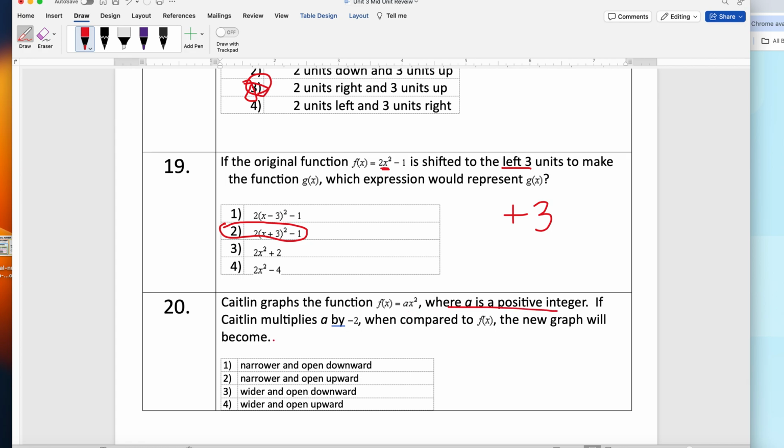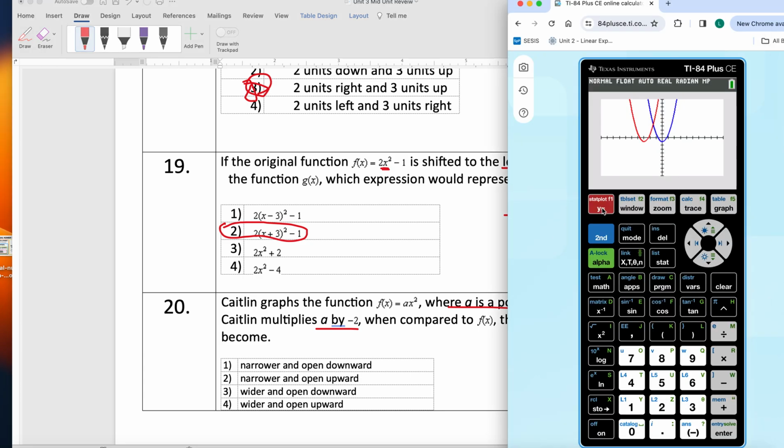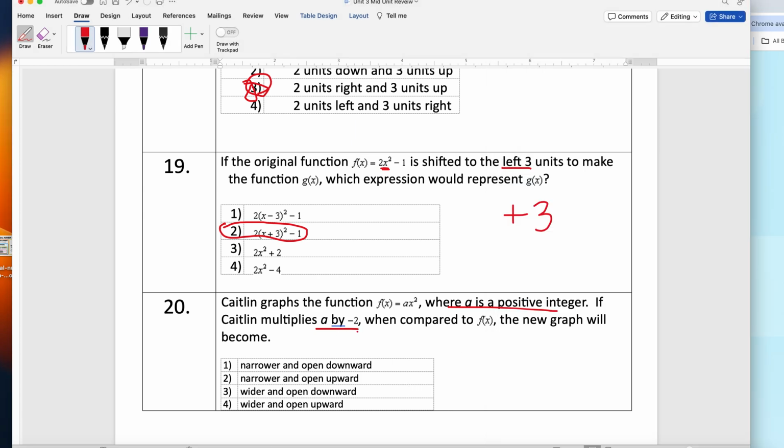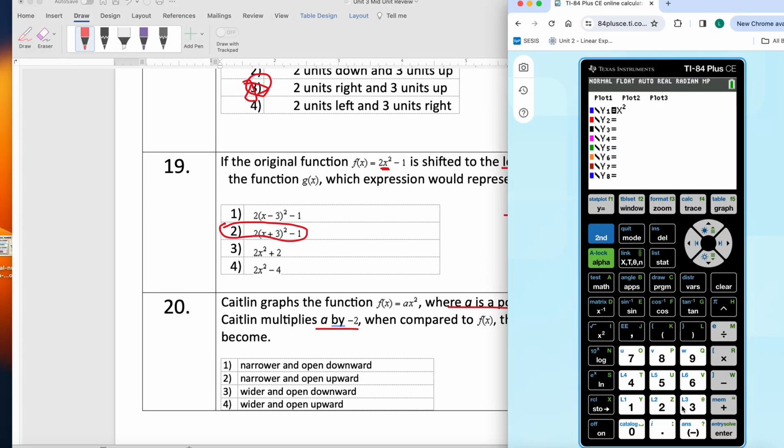Okay, Caitlin's graph of a function f of x equals ax squared, where a is a positive integer. If Caitlin multiplies a by -2 when compared to f of x, the new graph will become what? Okay, our graph, let's just say x squared for the time being, because this is our parent graph, this quadratic. And it wants to know what'll happen if you make a -2, right? It kind of makes this easy for you, this one.